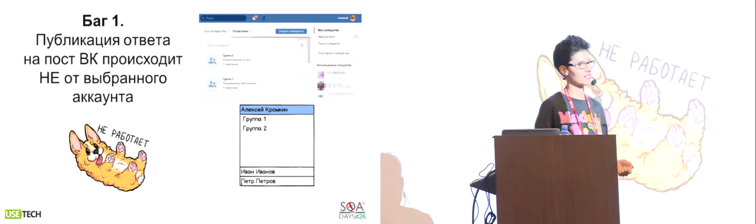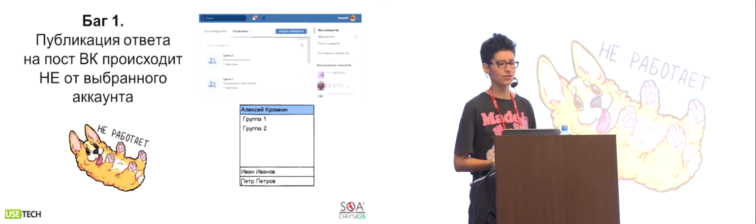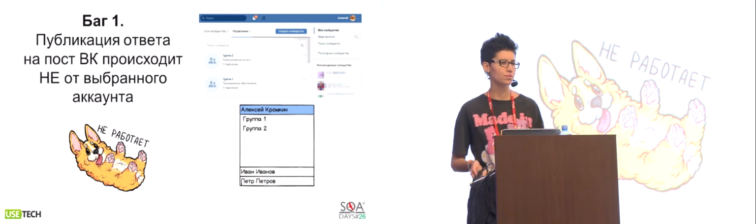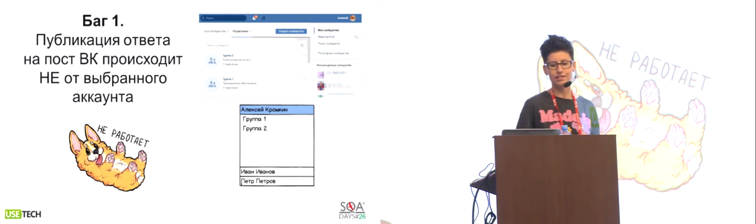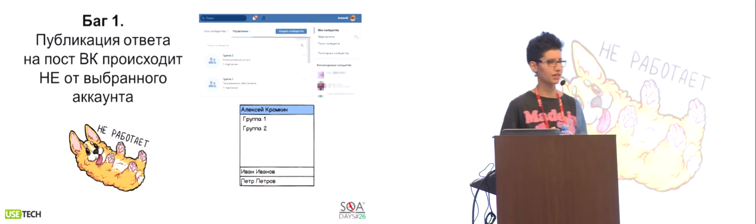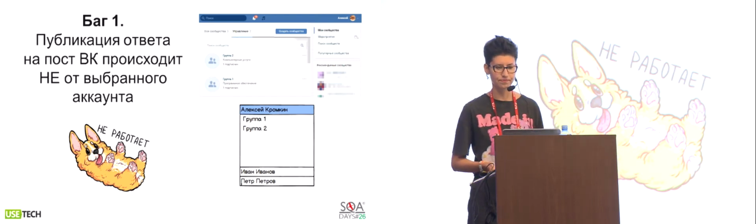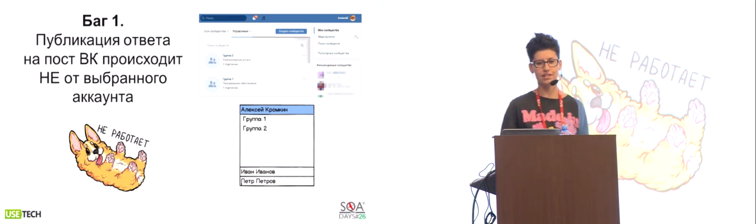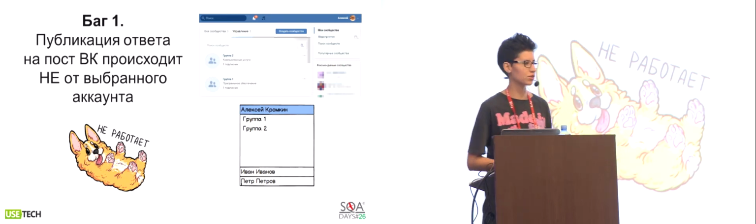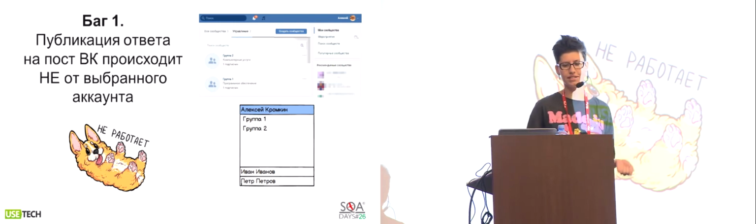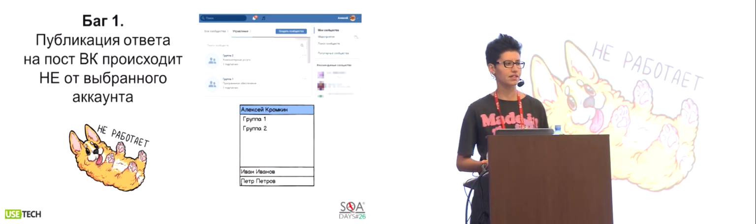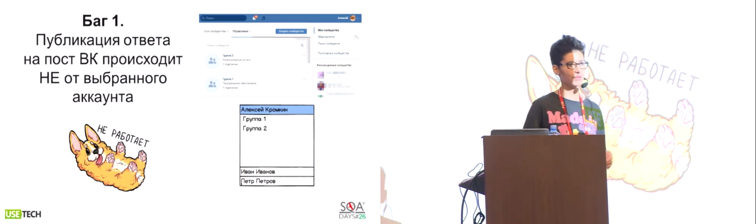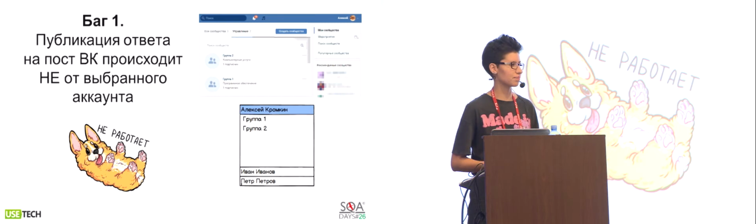The first bug relates to ВКонтакте, VK. Many have personal accounts, communities, groups that have their moderators, and in order for our system to publish an answer on someone's behalf, you have to add it to a personal account.